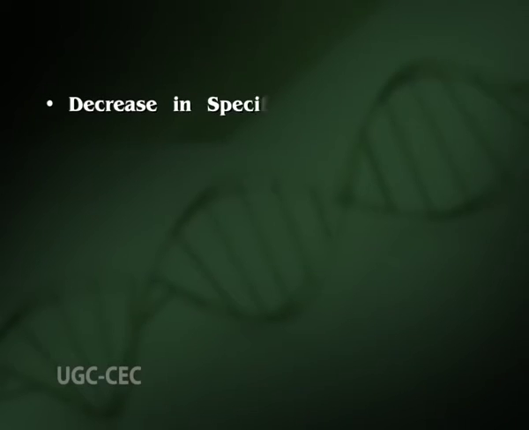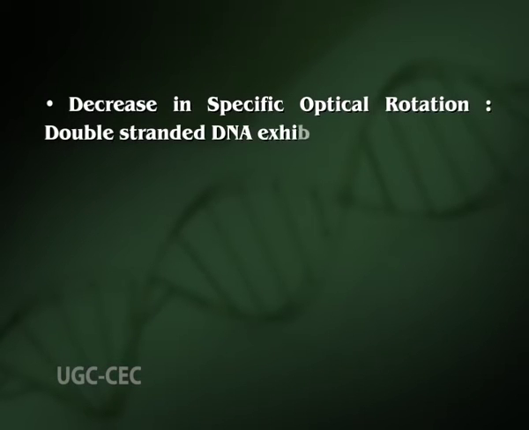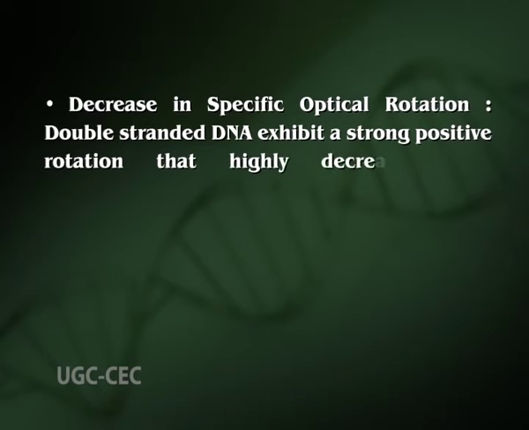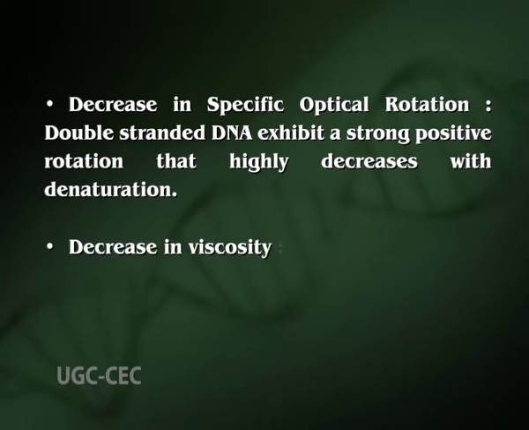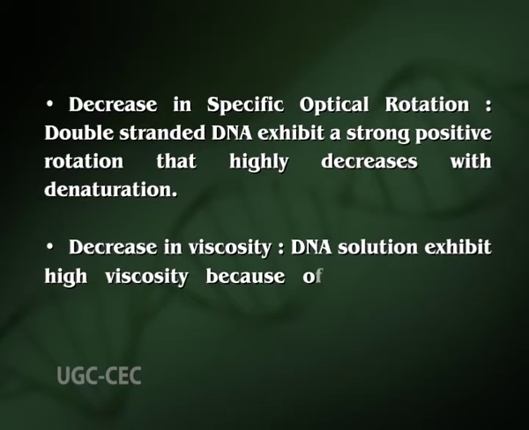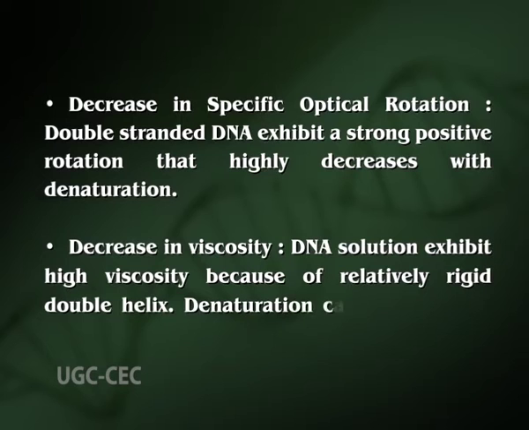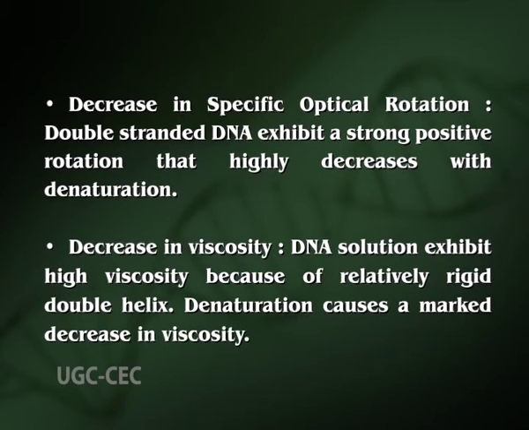Number 2, decrease in specific optical rotation. Double-stranded DNA exhibits a strong positive rotation that highly decreases with denaturation. Number 3, decrease in viscosity. DNA solution exhibits high viscosity because of the relatively rigid double helix. Denaturation causes a marked decrease in viscosity.